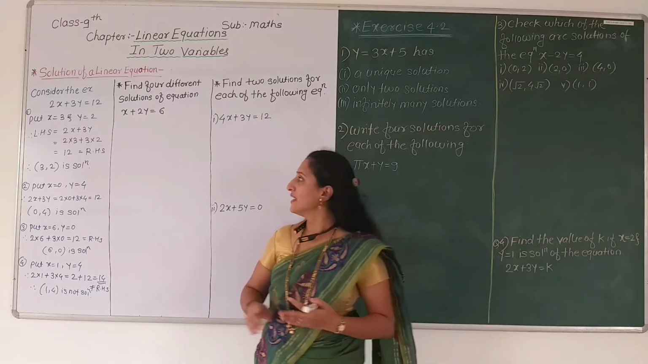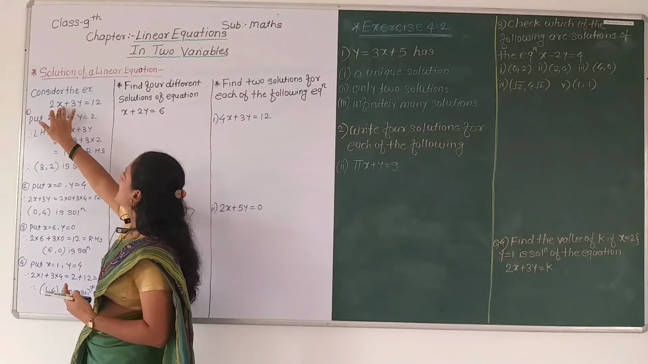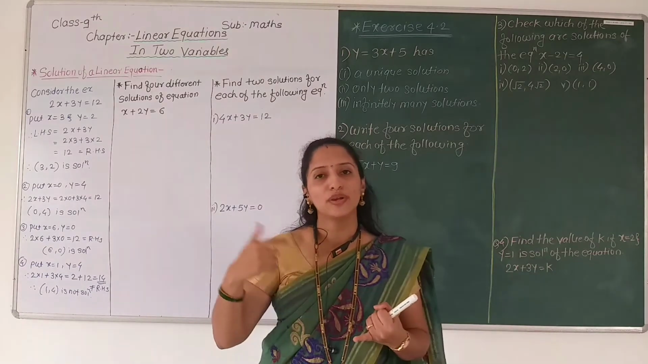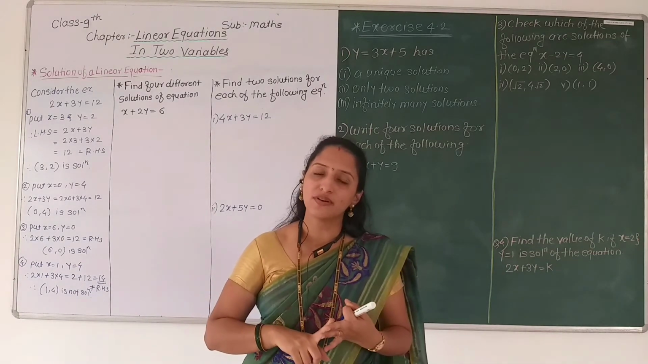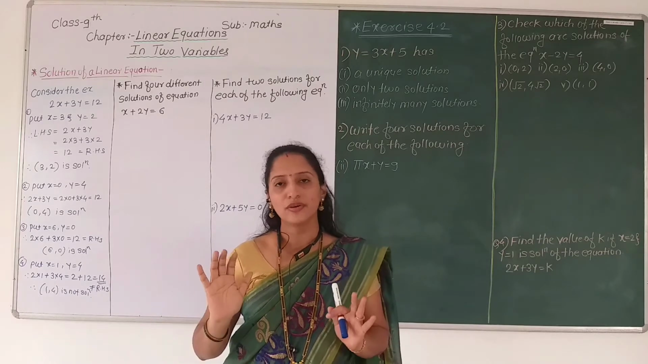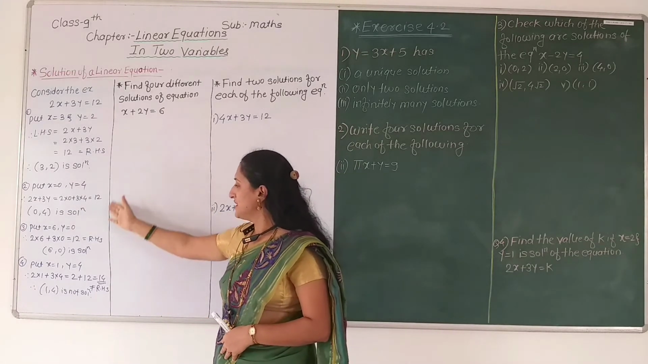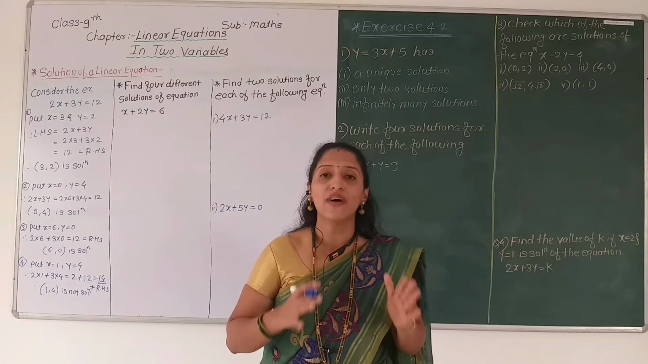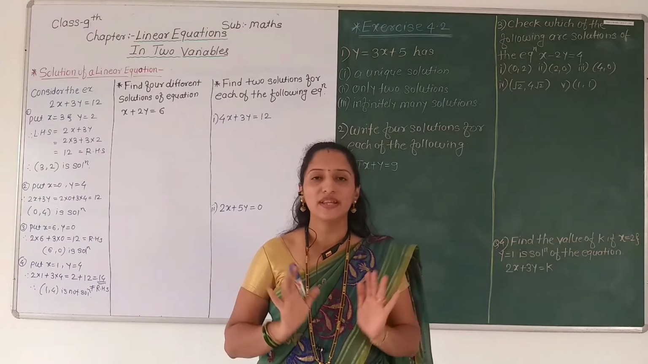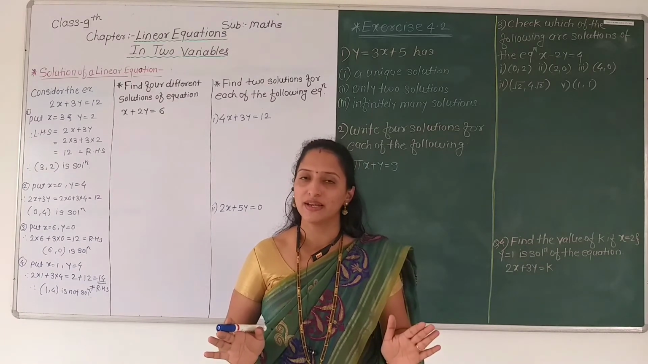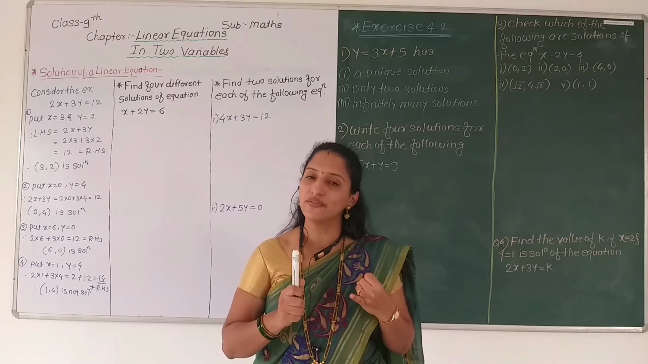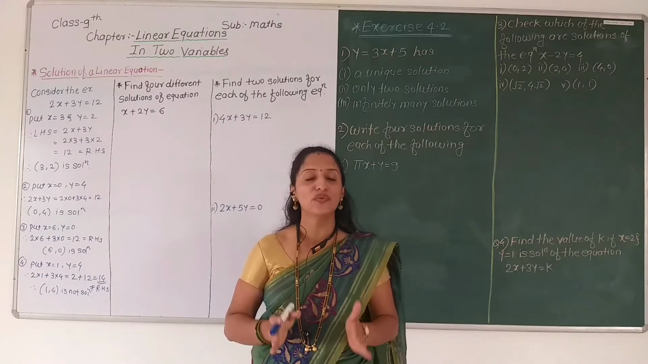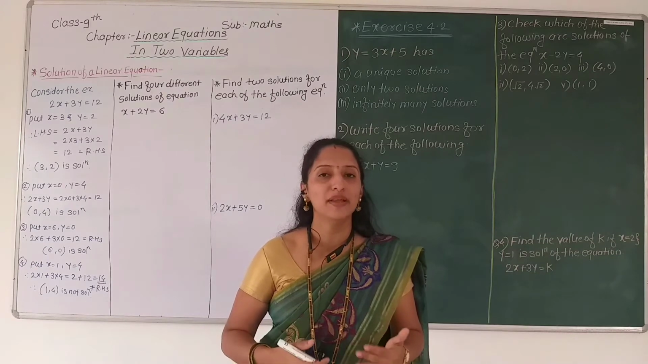Our solution. When I substitute any value for x, we get a corresponding value of y. When I substitute x is equal to 1, we get a value of y. When I substitute x is equal to 2, we get a value of y. Okay. So this shows the solutions of linear equations. There are infinitely many solutions for linear equations having two variables. Right? A linear equation having one variable has a unique solution, and linear equations having two variables have infinitely many solutions.